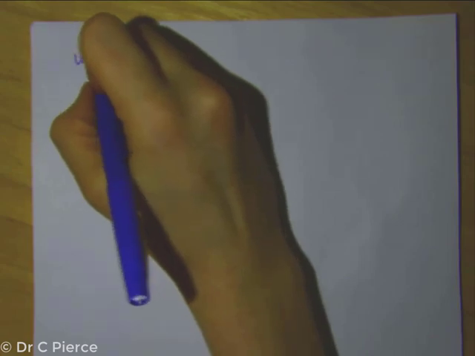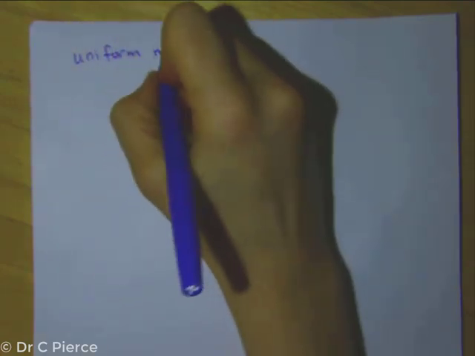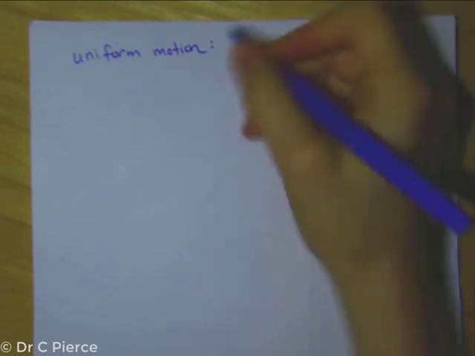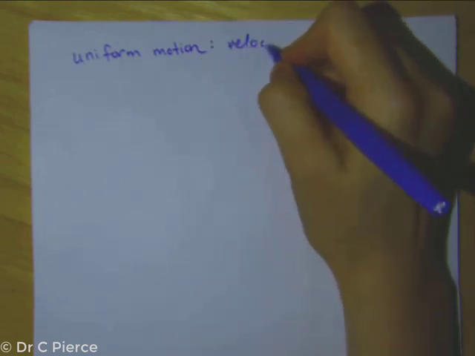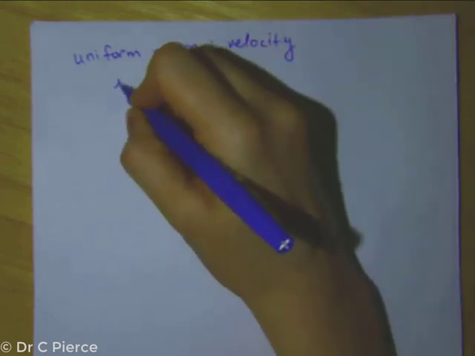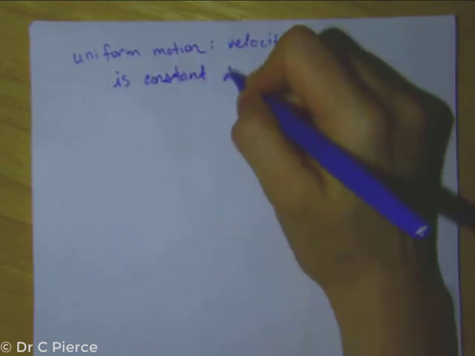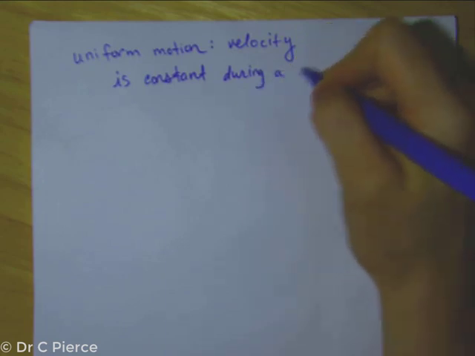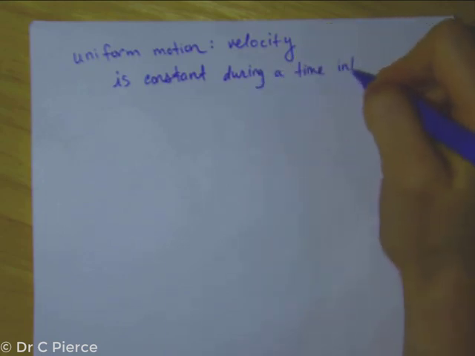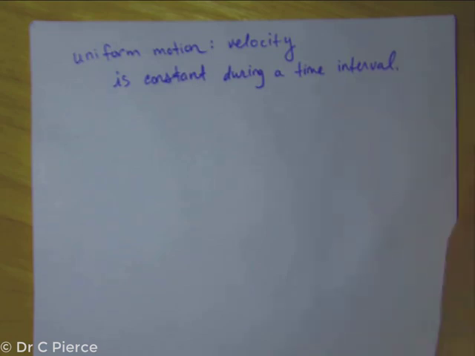So far, all the graphs we've done have been for objects with constant velocity. Another way of saying that would be uniform motion. Velocity is constant during a time interval. So now let's do ones that are not uniform motion.